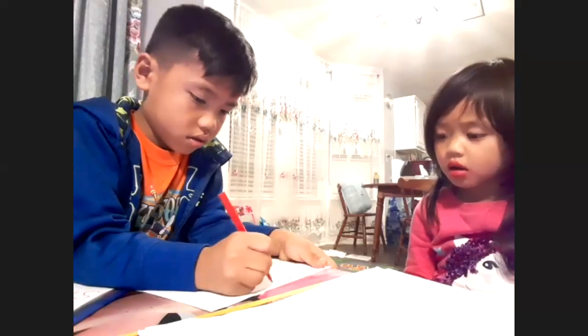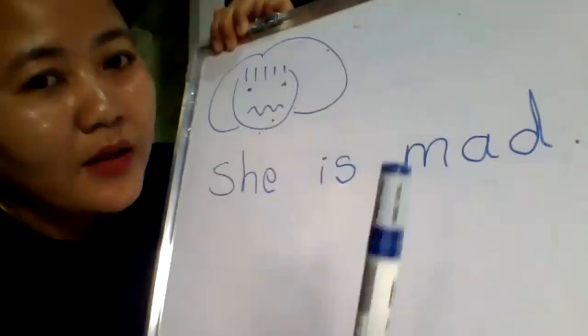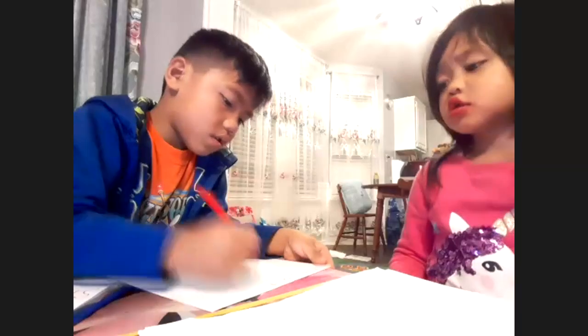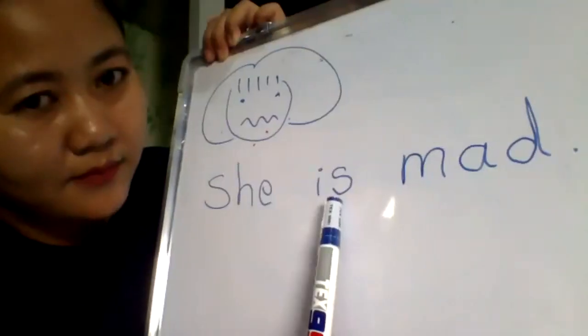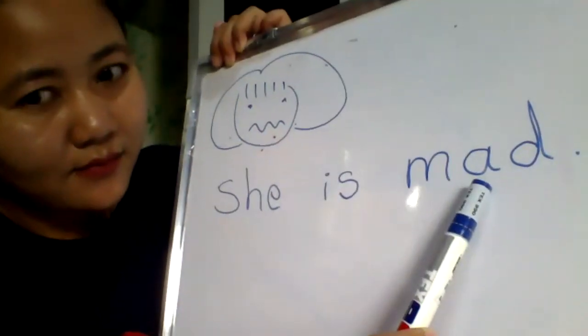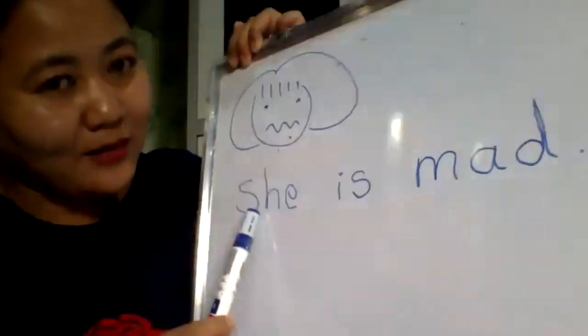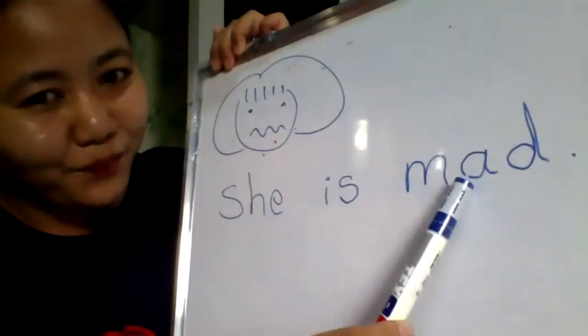She is. Look at my marker. If I point to this, you will read this one only. Okay? Look at the marker. 1, 2, 3. She is. Very good. 1, 2, 3. Bad. 1, 2, 3. Mad.